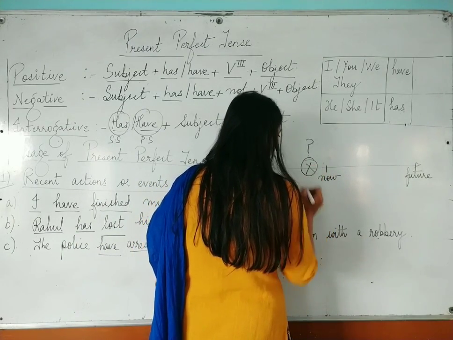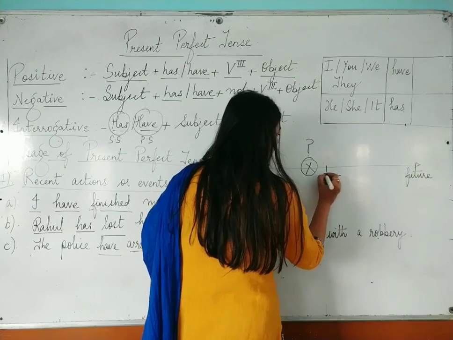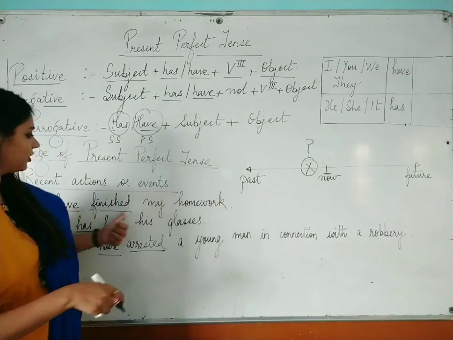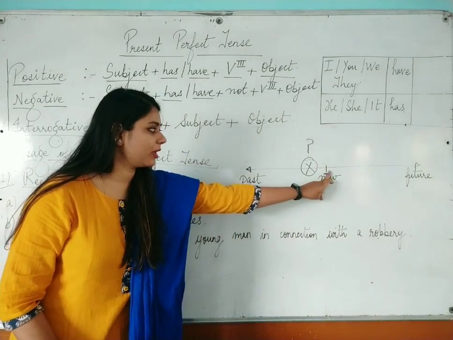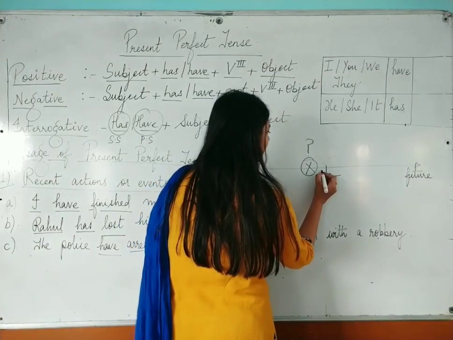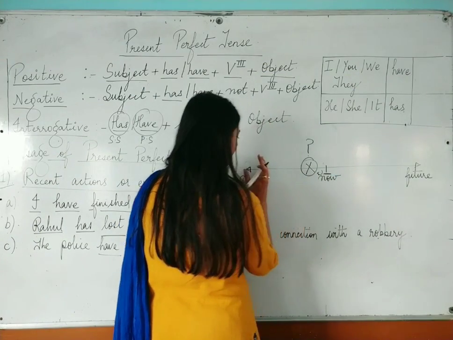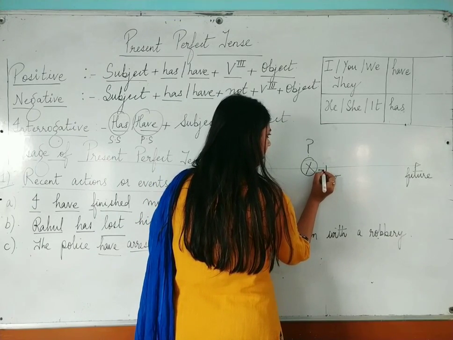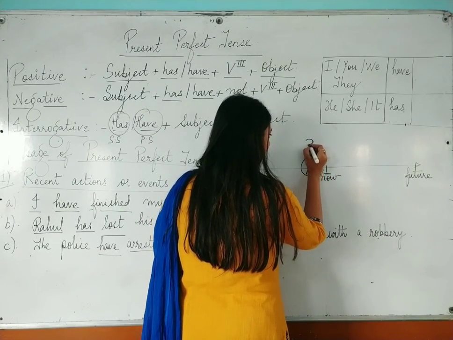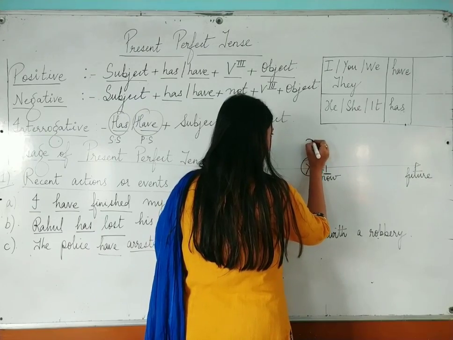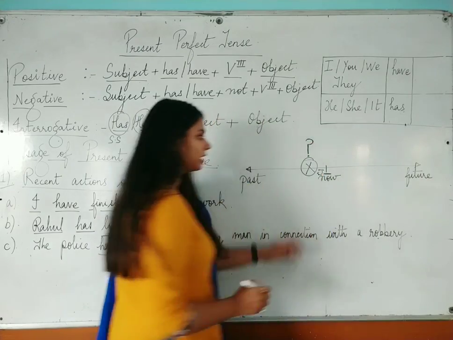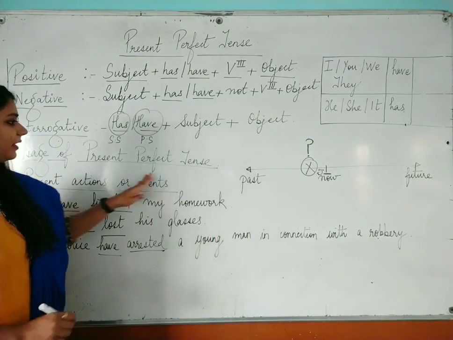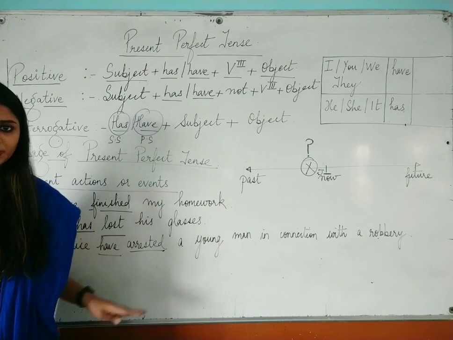Completed over here means now. If I am saying at present moment that I have finished my homework, that means the action has already been completed. It has not been completed in the past, but just now only, but we don't know the exact time. Okay, so this is your present perfect tense. I hope this is clear to everyone.